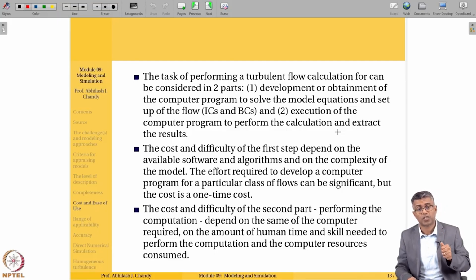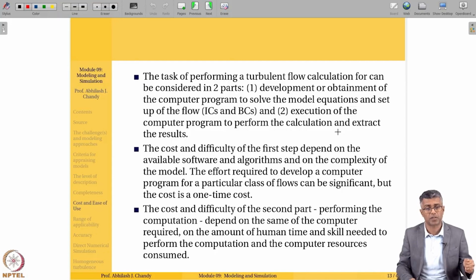Now, the cost and difficulty of the first step depends on available software and algorithms, and all of that depends on the kind of problem that you're solving, isn't it? The effort required to develop a program can be significant, but that cost is a one-time cost. If you're obtaining a code, at least the development part is not there, but you will still have to set up the boundary conditions and initial conditions for the problem that you're solving.